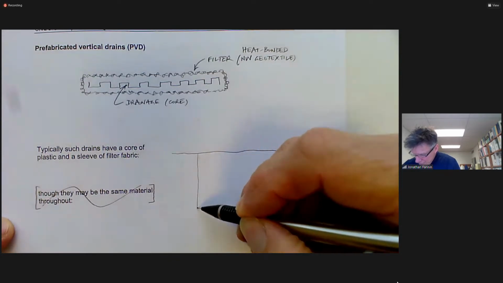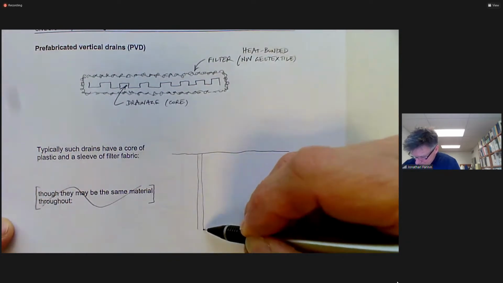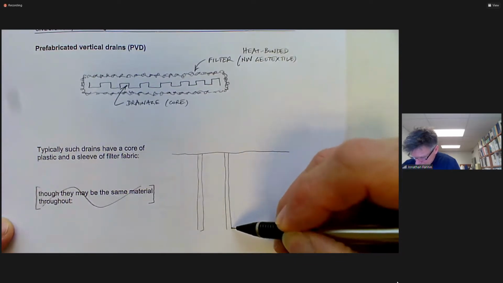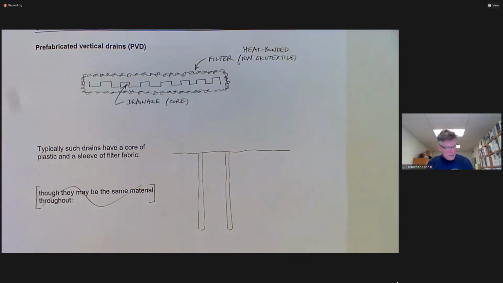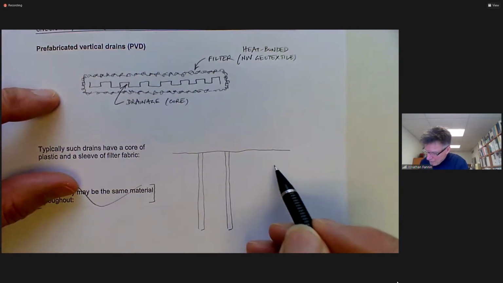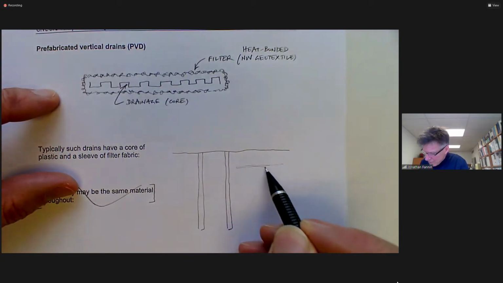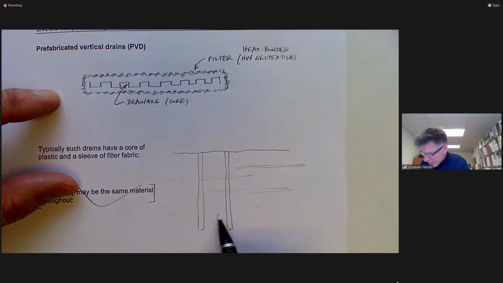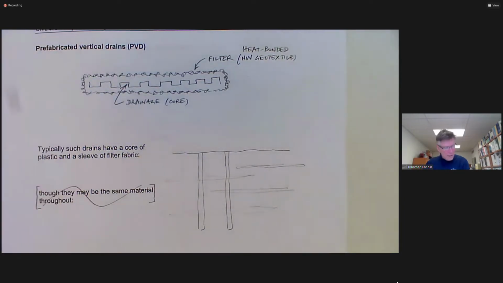and that will produce a wick drain here, another wick drain here, and the intent is let's have the soft ground. I'm going to represent a number of little lenses in the soft ground, however they got there.